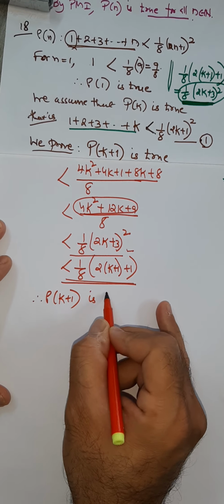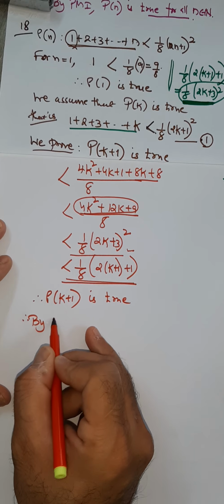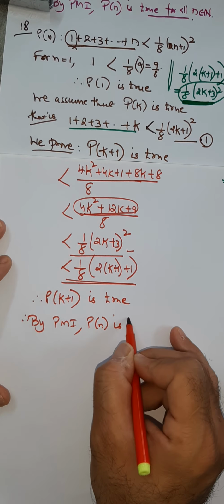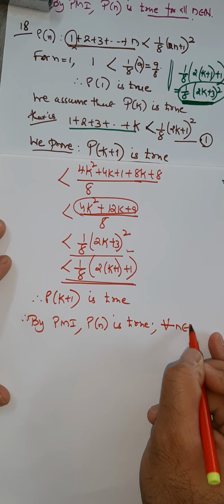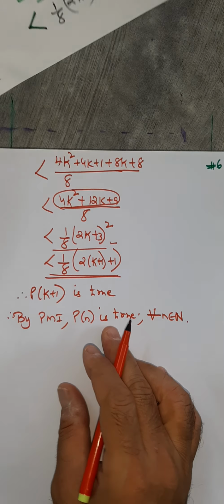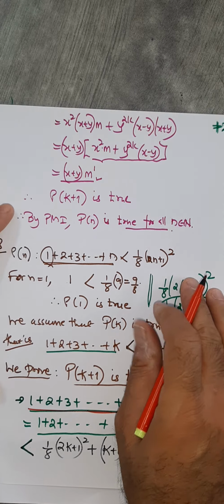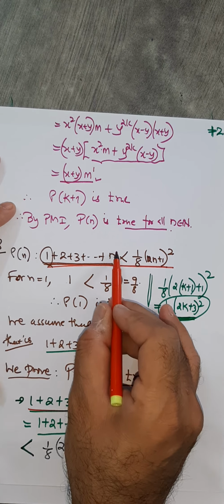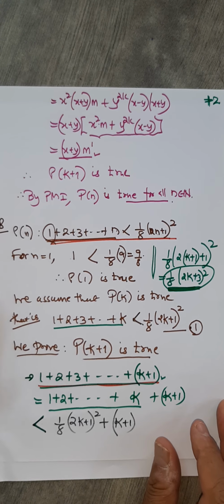P of k plus 1 is true. And therefore, by PMI, given statement Pn is true for every n belongs to N. So the statement always holds true. That means this is always less than this number. Now you have shown that this statement always holds true for every natural number. So if you put any n, this would be always less than this. We have proved now by PMI.